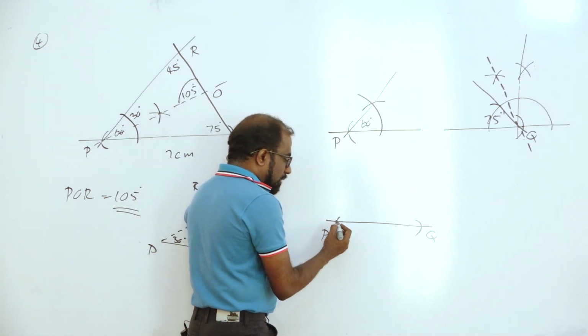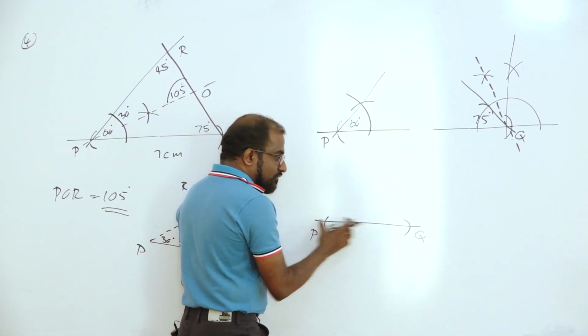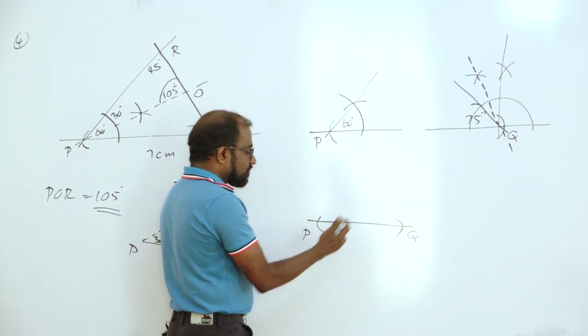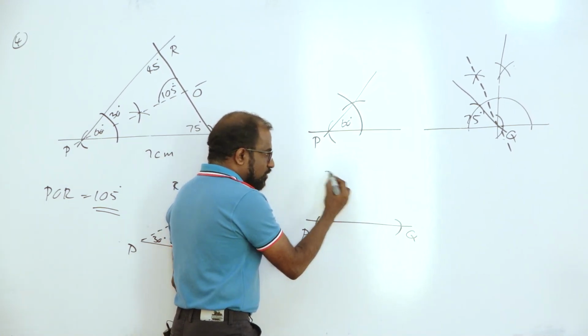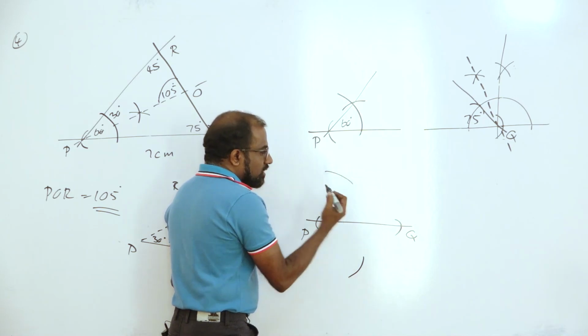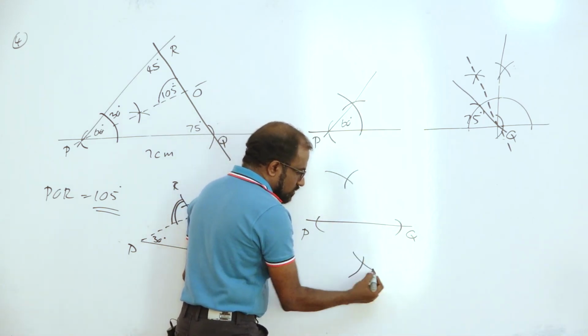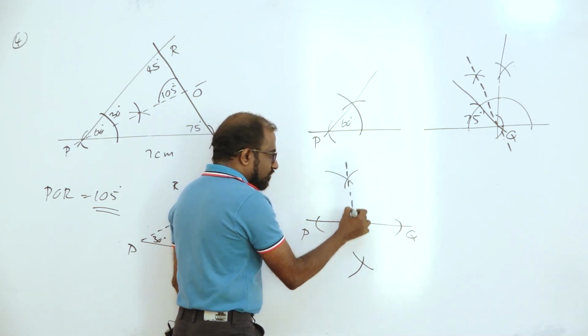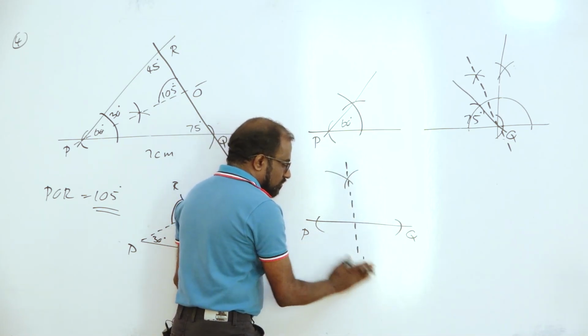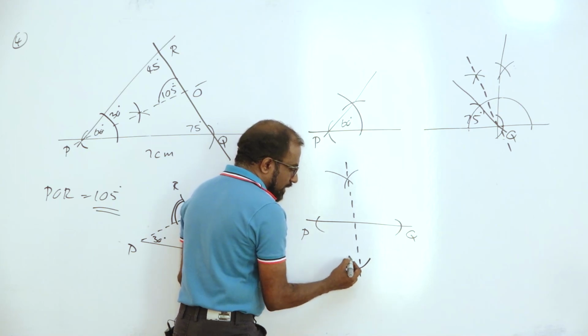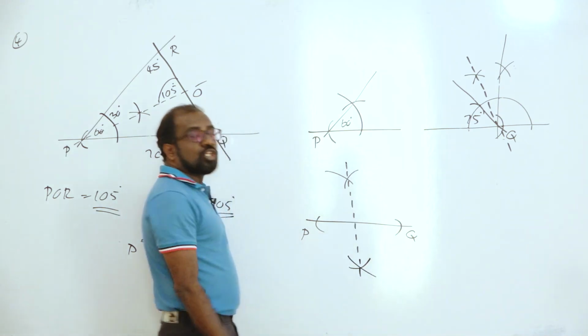Keep the compass point at P. Take more than half of the straight line, otherwise the arcs will not intersect. Take more than half and draw two curves. With the same distance, keep the compass at Q and draw two curves. What is this that we drew? The perpendicular bisector of PQ.